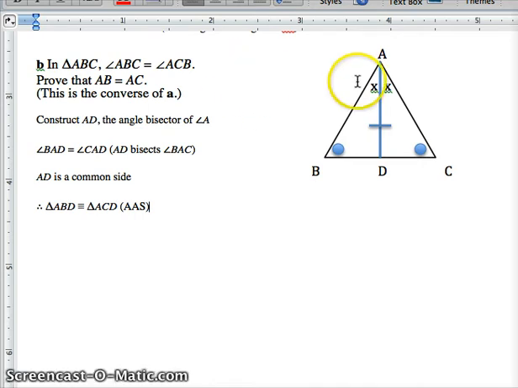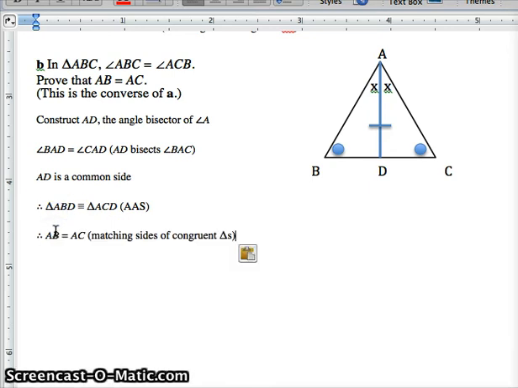We now have to prove that AB is equal to AC. These are corresponding sides, because if you look at AB, it's the side that goes from the little X to the dot, and AC is also the side that goes from the X to the dot. So therefore AB equals AC, and that is because they are matching sides of congruent triangles. And that is the end of question 9.